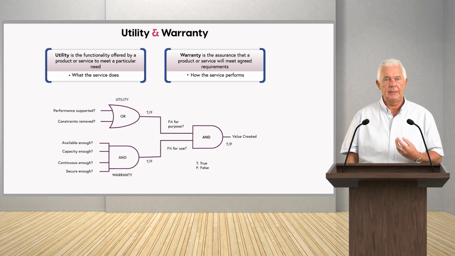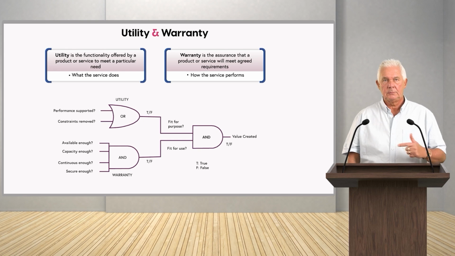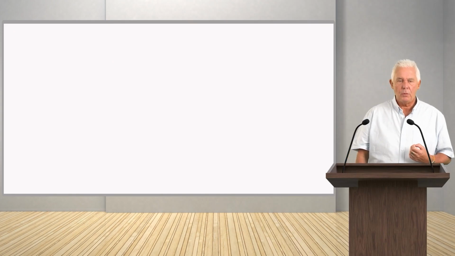So utility, functionality, warranty, assurance. And it's important that every service, if it's to create value, must demonstrate utility, must demonstrate warranty. If you have one and not the other, then you ain't going to create value through the service. Let's look at some roles.